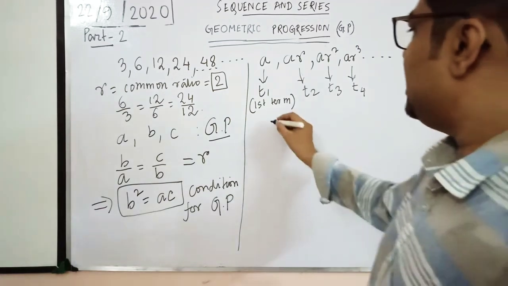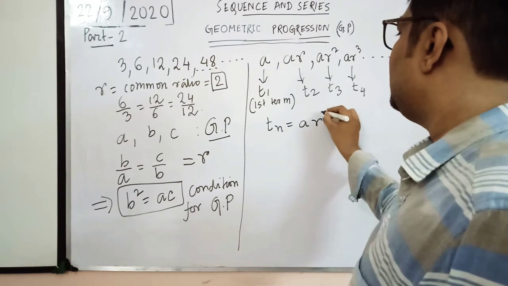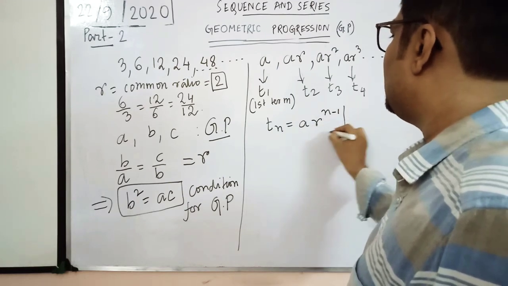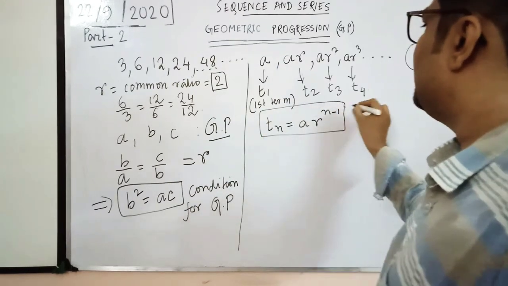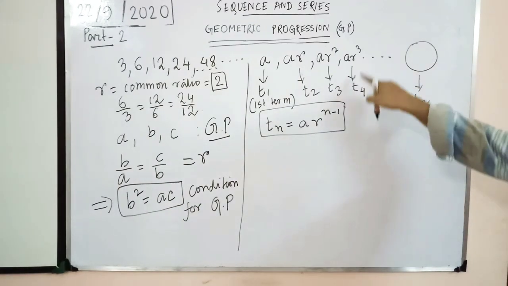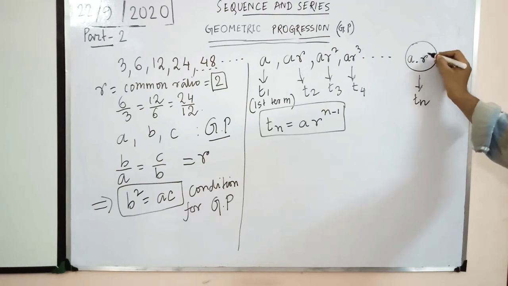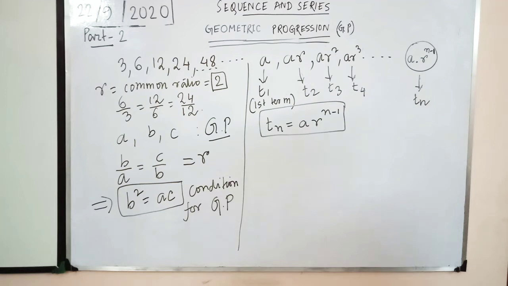So what is Tn? Tn is equal to A R to the power n minus 1. It is one lesser, because look at it, T4 is A R cube. So it will be A into R to the power n minus 1. Hope you understood. So this is the term formula for geometric progression.